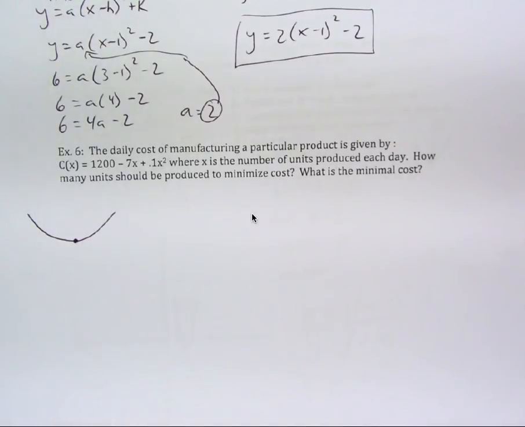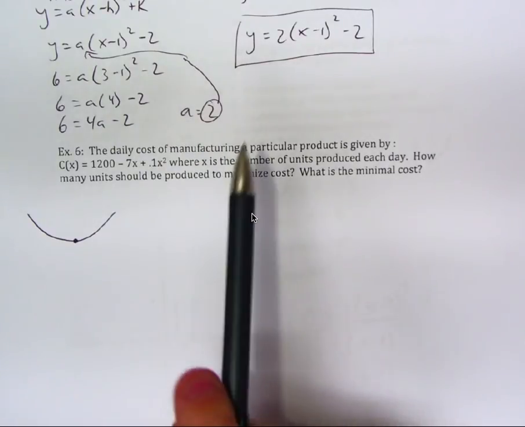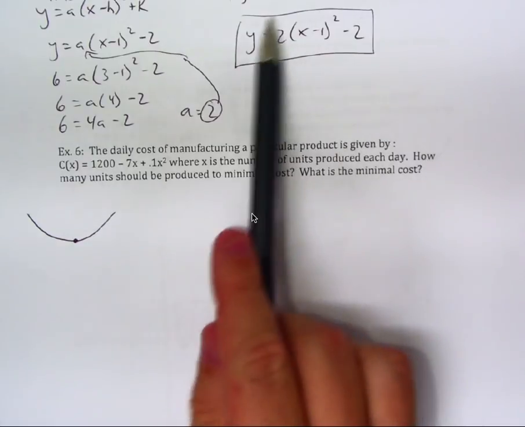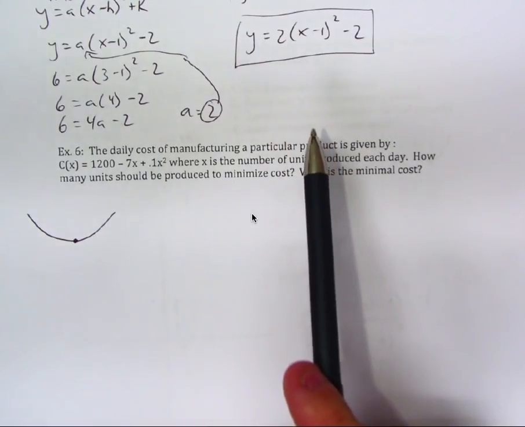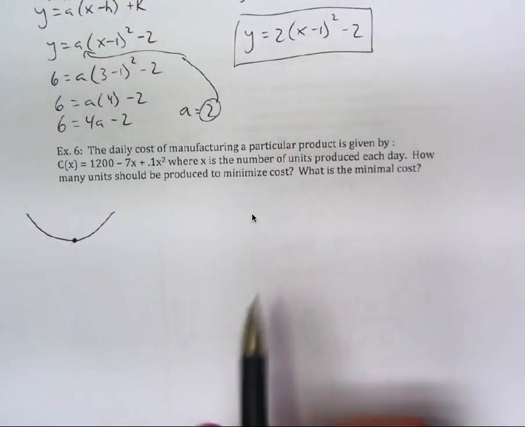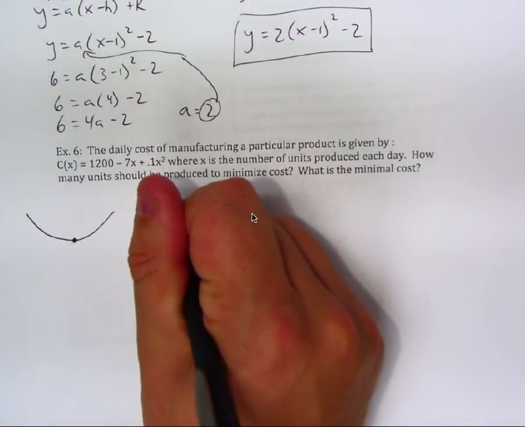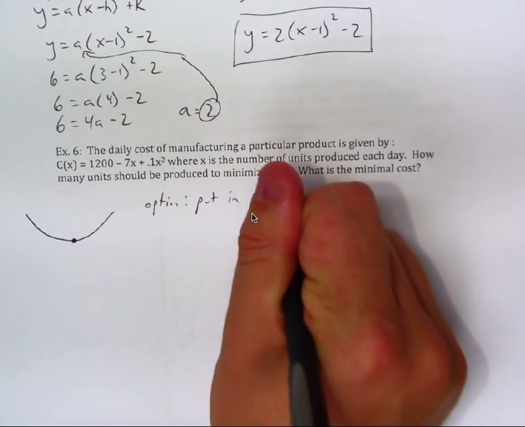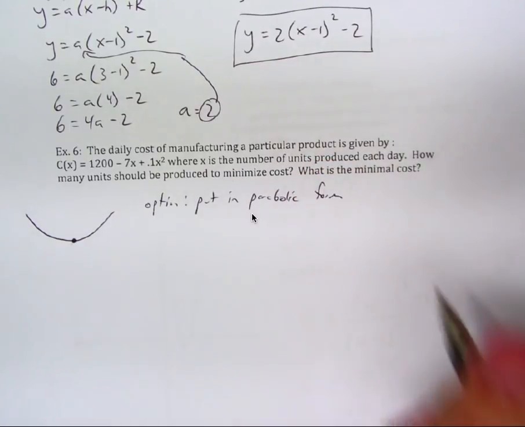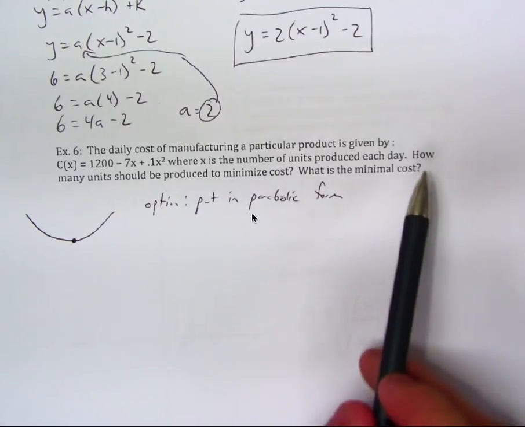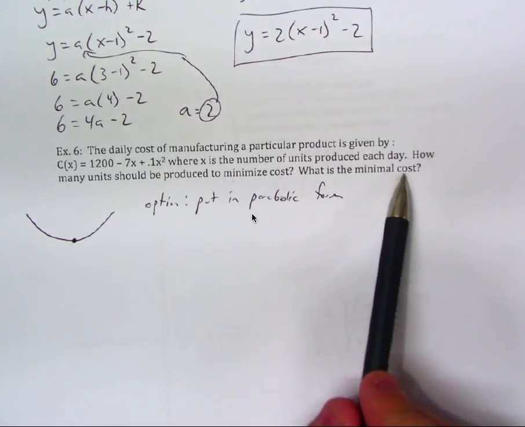Now, there are two ways to go about it. You can do what we did on the previous problems and put it into parabolic form and then just identify the vertex. That's option one. Option two, you may have learned back in Algebra 1. So option one, put in parabolic form, and then identify the vertex. The x value is the first part of the question, and the y value is the second part of the question.